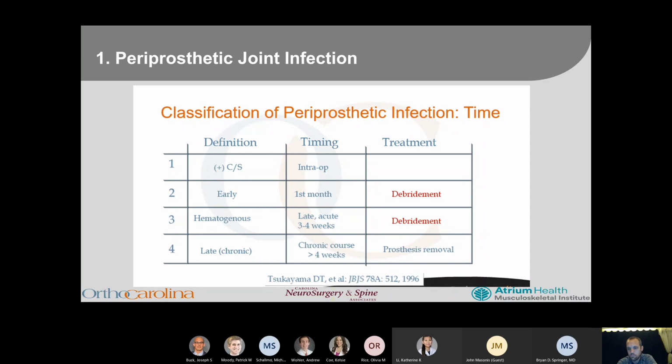and do a debridement. The terms they may use for that would be like a debridement with polyethylene exchange, debridement with implant retention or component retention, something along those lines. Otherwise, you're going to be doing a 2-stage revision arthroplasty where you're taking it out, leaving an antibiotic spacer in for a long period of time, treating with antibiotics, and then eventually coming back to put in a new one.